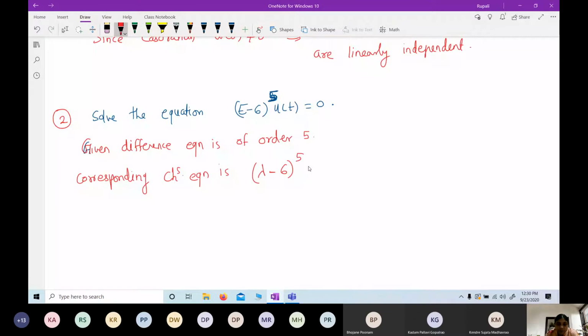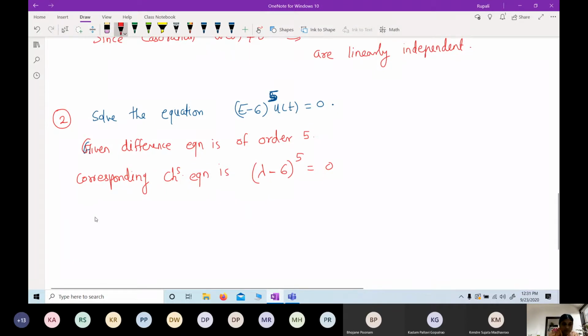This is the characteristic equation, right? Here it is E minus 6 raised to 5, so already it is in simplified form. So just E I have to replace by lambda. Lambda minus 6 raised to 5 is equal to 0. So there is only one characteristic root, repeated 5 times.